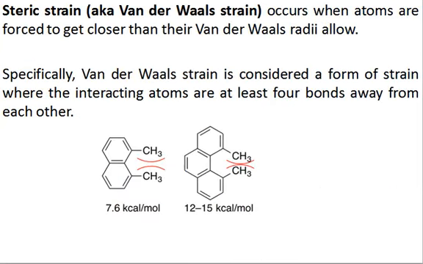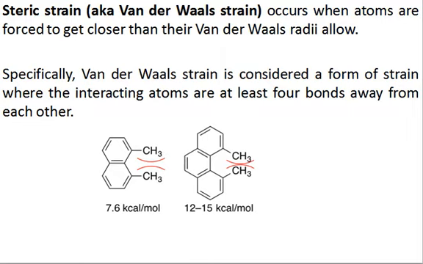Now we have the next type of strain, which is known as the static strain. Static strain, also known as the van der Waals strain, occurs when atoms are forced to get closer than their van der Waals radii allows, right? So you know that atoms come closer together to form a bond, but if the atoms come too much closer, then they try to repel each other.